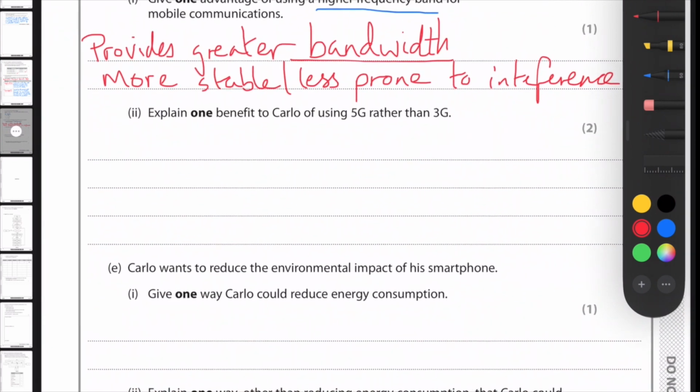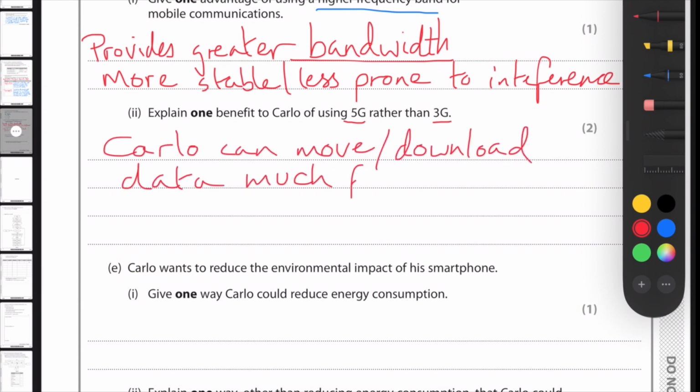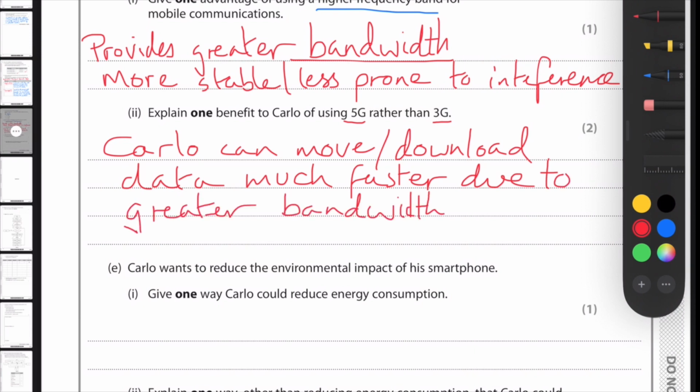Explain one benefit to Carlo of using 5G rather than 3G. Well, I've just explained that. Basically, Carlo can download data much faster due to greater bandwidth. Okay? Gives him a better experience. There's no buffering or anything anymore.